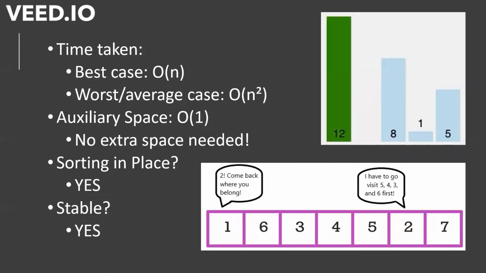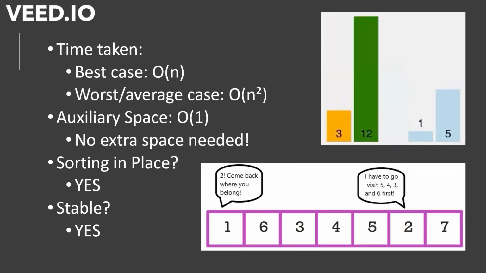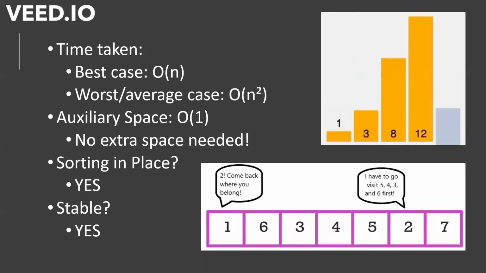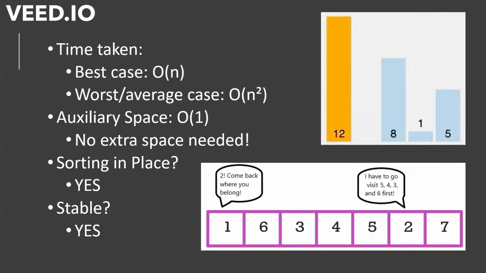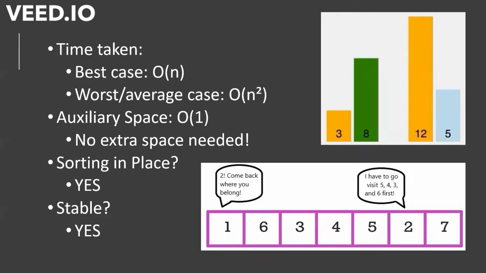Since this is a data structures class, it is only right that we talk about time taken, space, and stability. The best case time for insertion sort is O of n. O of n means that every value of an array of size n is iterated over. This occurs when the list is already sorted and the while loop never runs. The worst and mostly average case is O of n squared.